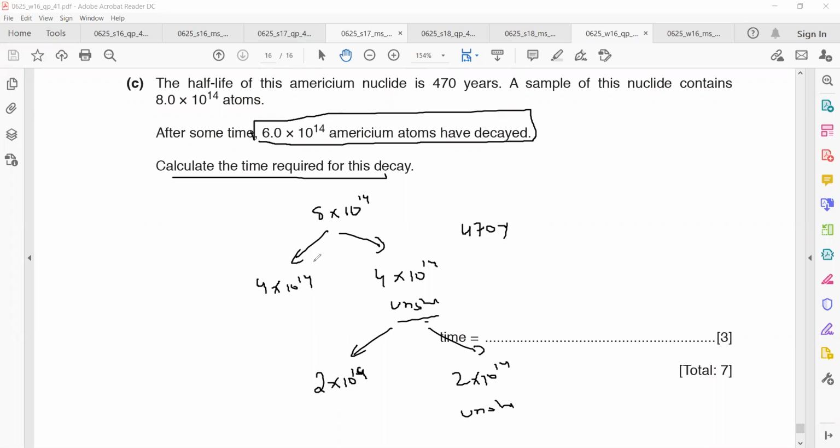Now, how many have decayed? This is the part which is decayed. So 4 exponent 14 plus 2 exponent 14, this is the part which has decayed. So when 6 exponent 14 have decayed, how many half-lives are there? There are 2 half-lives. 470 plus 470, that is why it is 940 years. Is it clear?